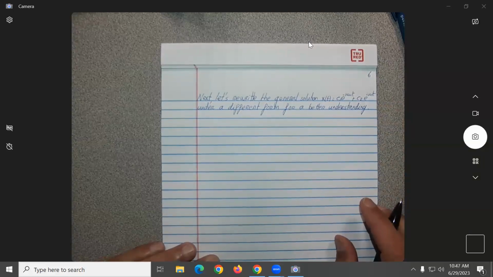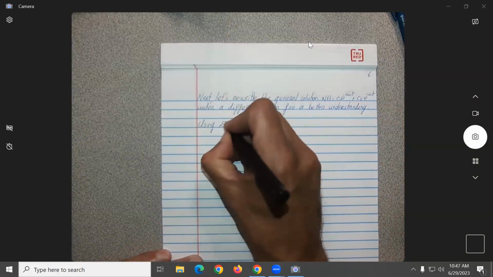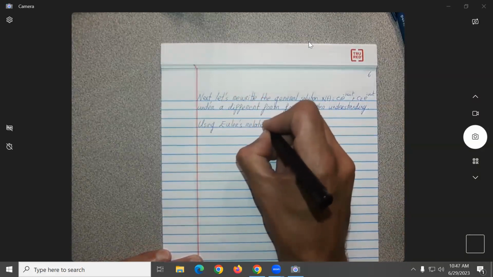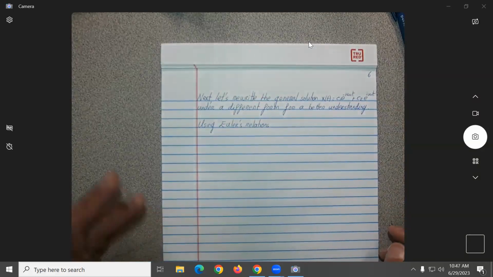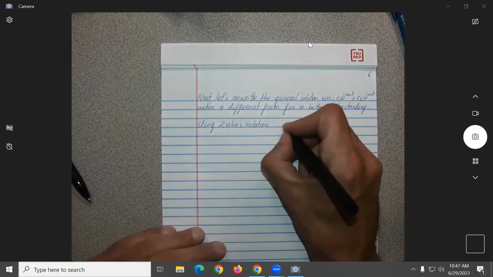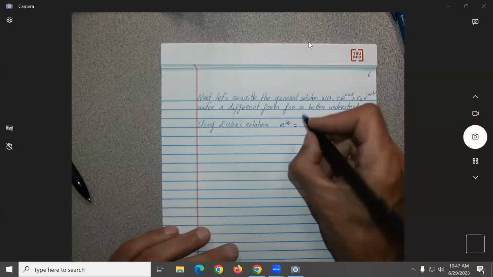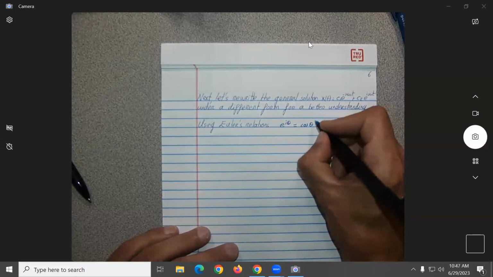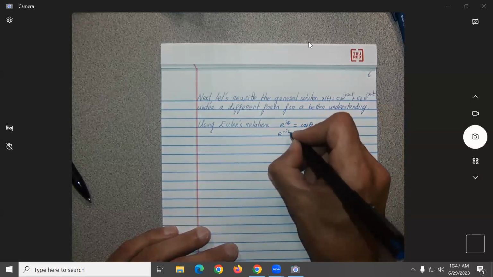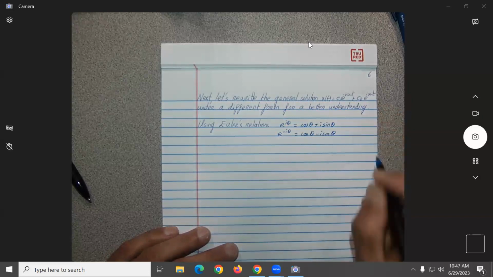Okay, so in order to do that, we're going to be using Euler's relations, which you might remember. Basically, e to the i theta, or x you could have said, is equal to cosine theta plus i sine theta, and exponential of minus i theta is equal to cosine theta minus i sine theta.